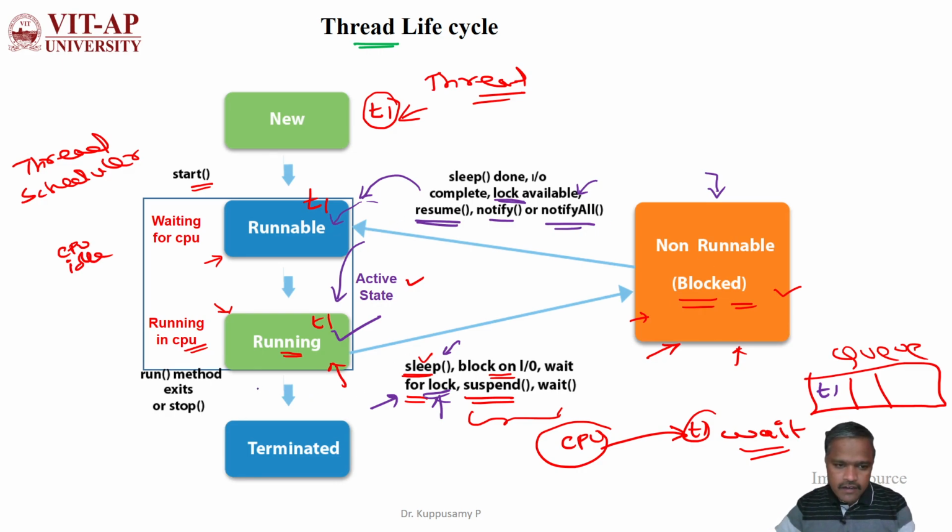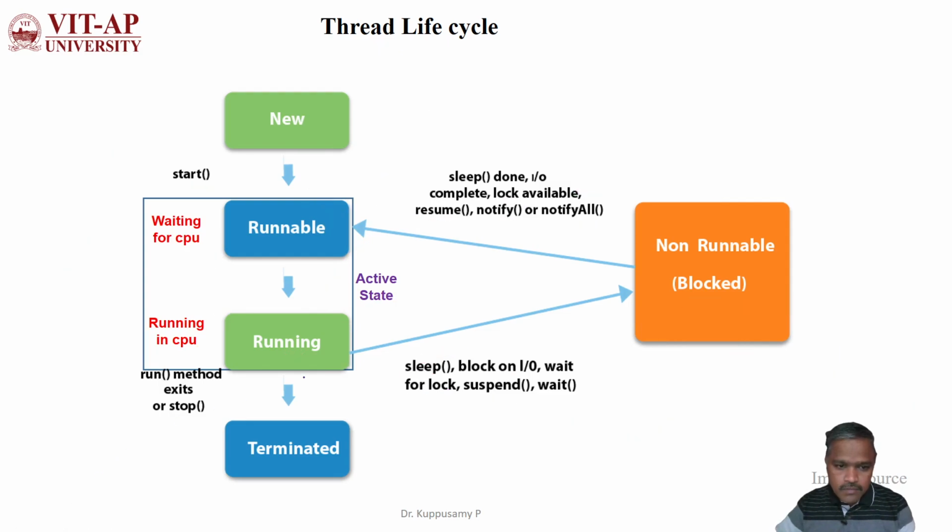Then you assume that thread 1 has completed its task. Once it is completed, then it will exit from the run method. Once it exits from the run method, then it will be terminated.